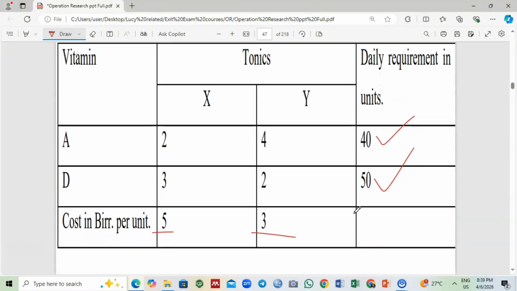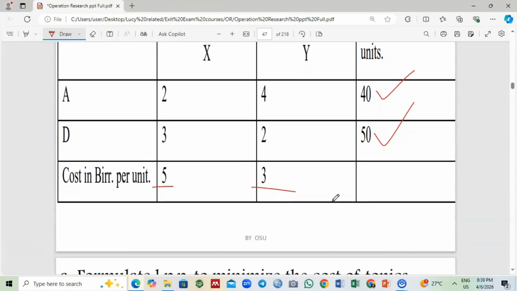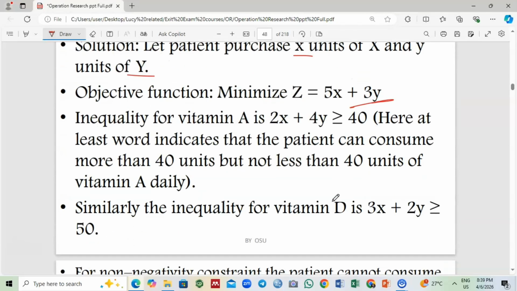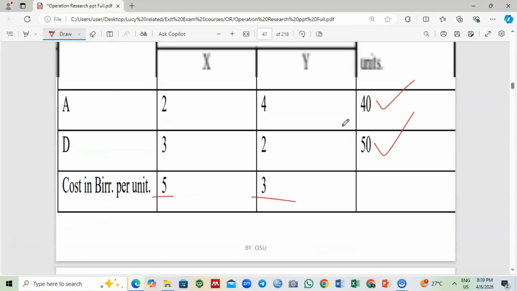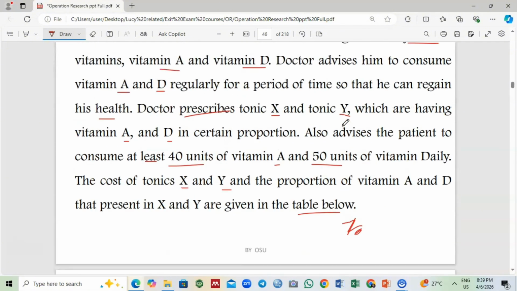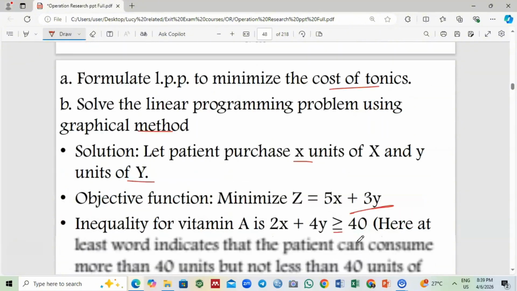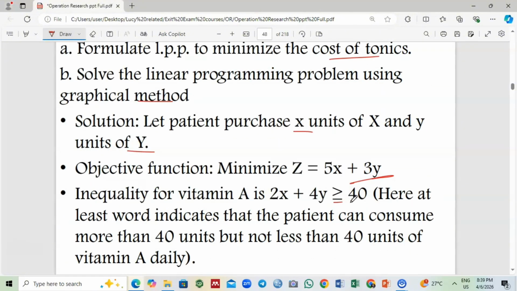Inni kun objective function keenya. Now the inequality for vitamin A is 2X plus 4Y greater than or equal to 40. Yoo xiqqaate jenna yeroo hundaa greater than or equal to fayyadamna. Here the words at least indicate that the patient can consume more than 40 units.